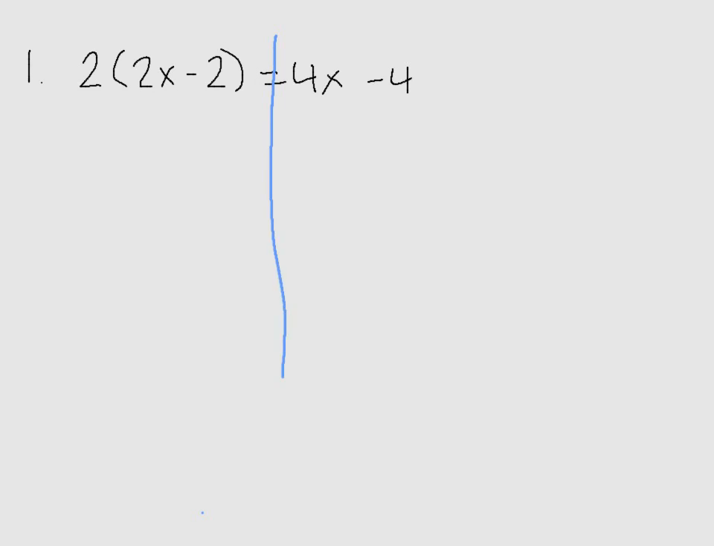On the left side, I notice that I have parentheses being multiplied by something, so I need to do the distributive property. So I do 2 times x, which is going to be 4x. Now I do 2 times negative 2, which is going to be negative 4. I drop down my right side, which is 4x minus 4. I need to combine my like terms, which are my 4x's.